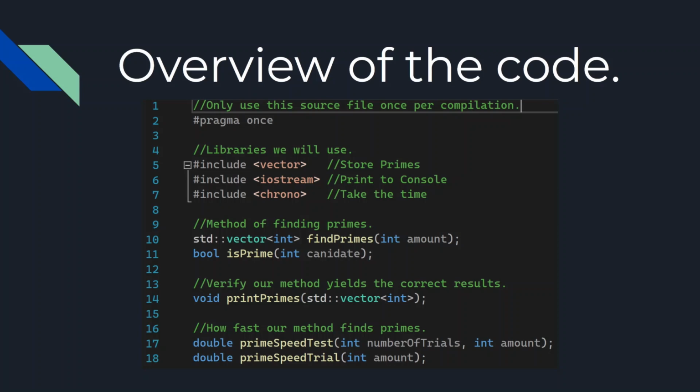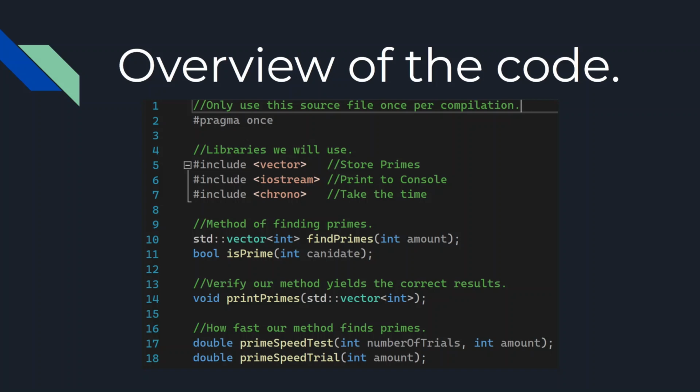Here's our overview of the code, our header file. We want to be able to store the prime numbers when we find them in some vector. We want to output to the user what prime numbers we found, and we want to be able to time the speed at which we can find prime numbers. And we don't have to do any of the coding to implement these features because they've already been done. So we will include three libraries: Vector, IOStream, and Chrono, which will do these three things for us.